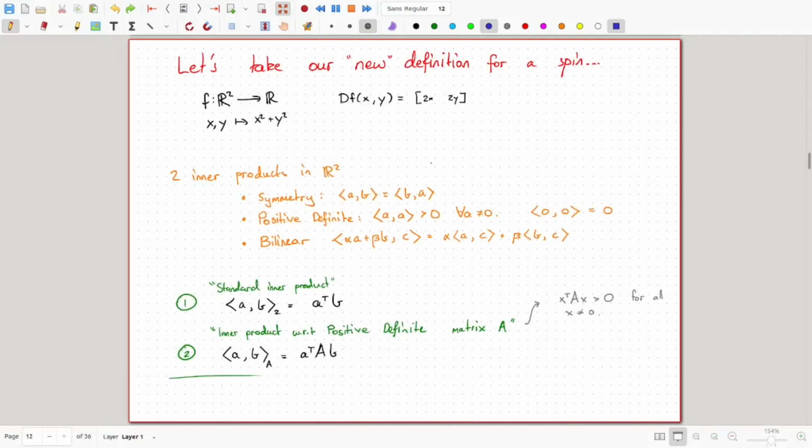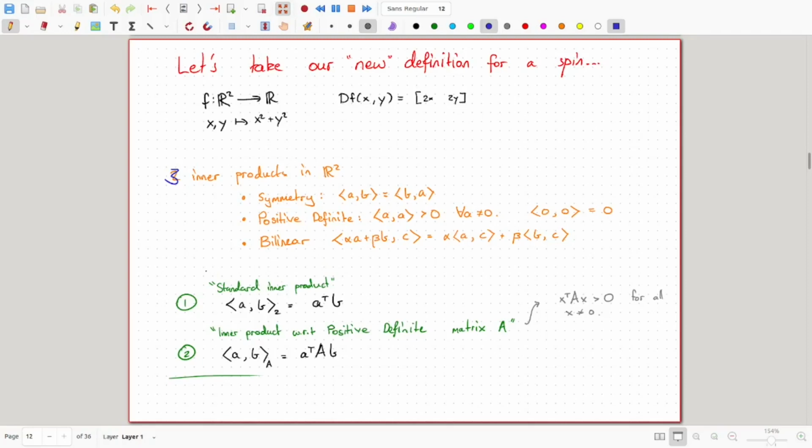Okay. So let's take our new definition for a spin. Let's try an example. Looking at the same function we were looking at before, x squared plus y squared, we find its derivative, this row vector. I'll just quickly note here the three properties of an inner product: symmetry, positive definiteness, and bilinearity. I'm just going to assume you're familiar with inner products.